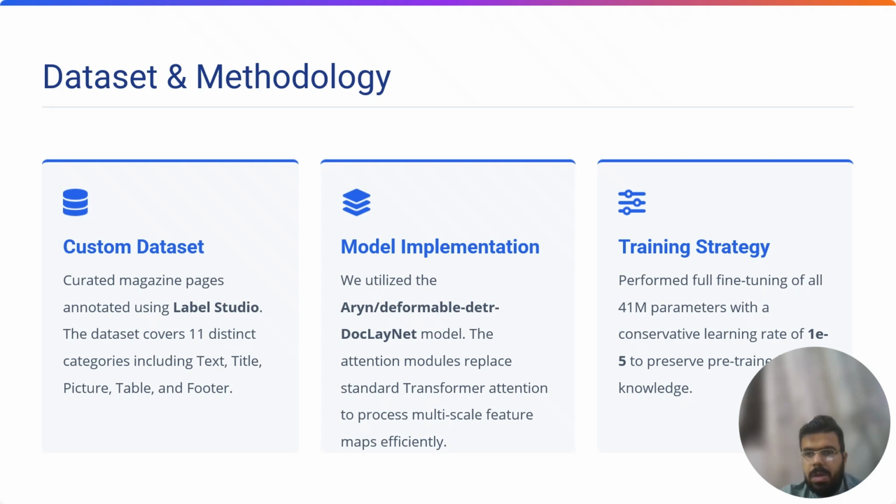So here's the methodology. I annotated a custom dataset using Label Studio, mapping the 11 categories of DocLayNet, and for training, I chose to fine-tune the entire model, all 40 million parameters, but used a very low learning rate. This gentle fine-tuning allows the model to adopt a magazine style without forgetting the general document knowledge it learned from the 80,000 DocLayNet pages.